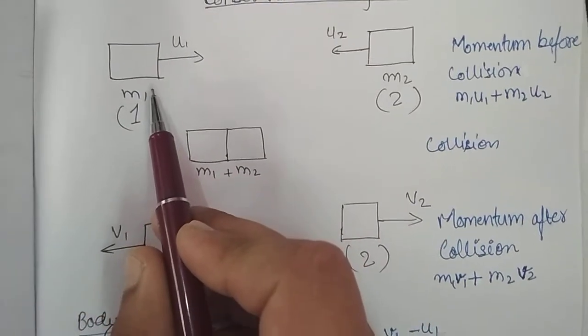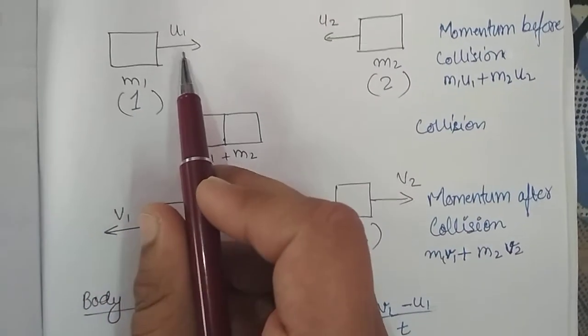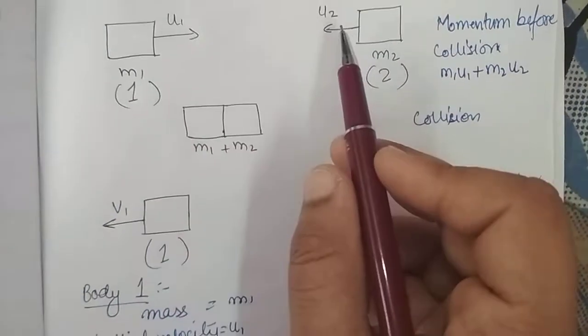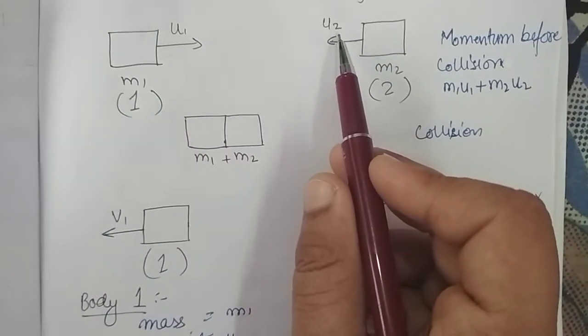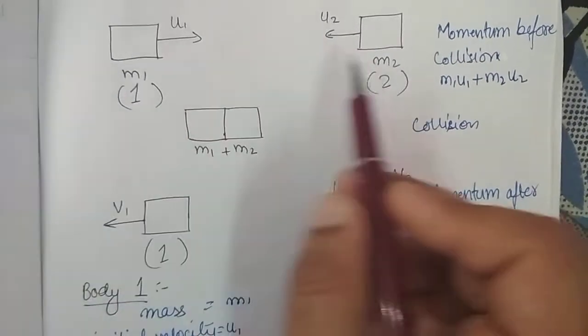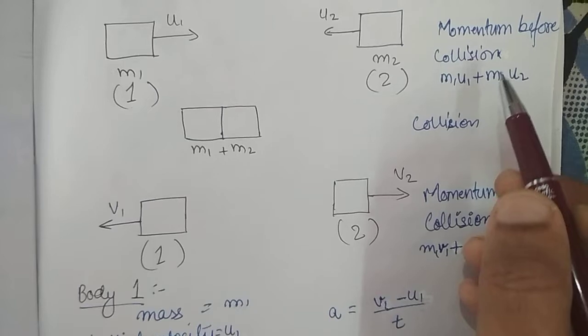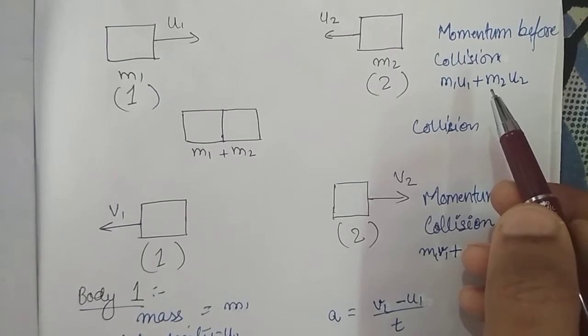This is object 1 and this is object 2. The initial velocity of object 1 is u1 and the initial velocity of object 2 is u2, and the masses are m1 and m2 respectively. We know that momentum is equal to m into v, meaning the mass of an object times its velocity.